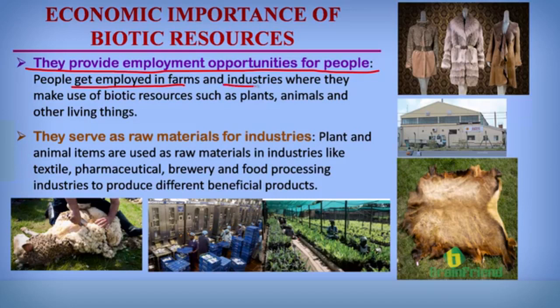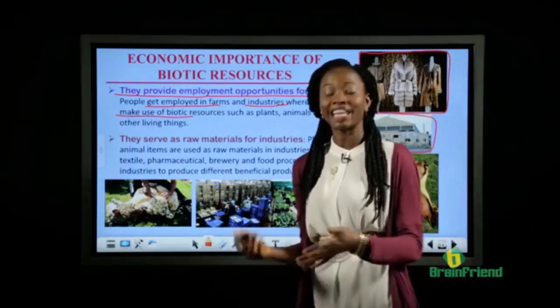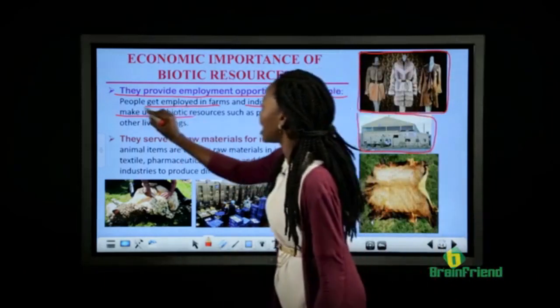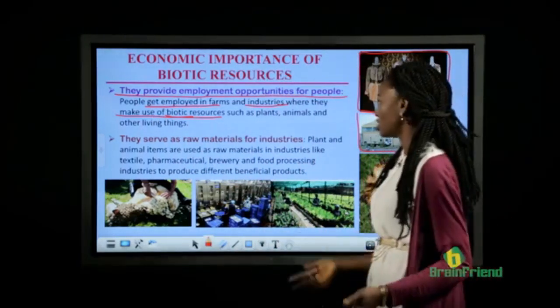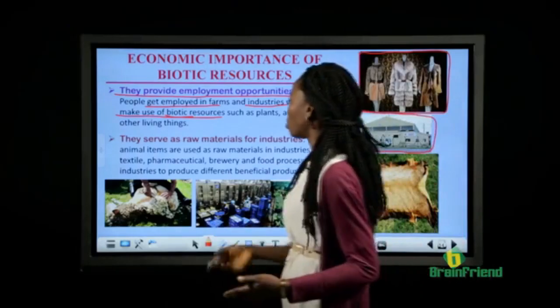Farms and other industries where they make use of these biotic resources, say food processing industries, food packaging industries, industries that make several items that make use of these living things. Say industries that make clothes, there's textile industries that make use of cotton, wool, fur, silk, or cashmere to manufacture their clothes. All depend on biotic resources. So people that work in such industries are gainfully employed because these resources are available. If these resources were not there, such industries will not be in existence. So biotic resources provide employment for humans.